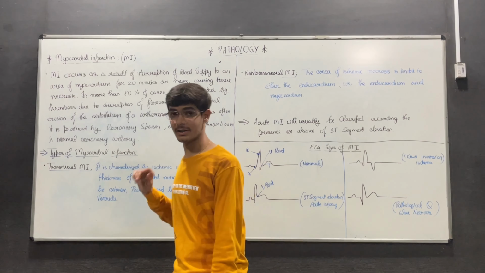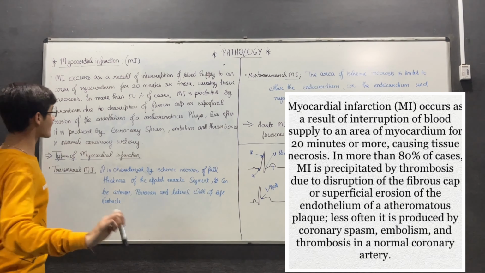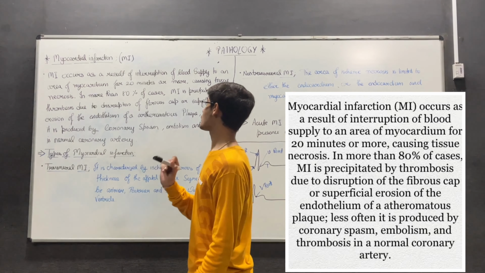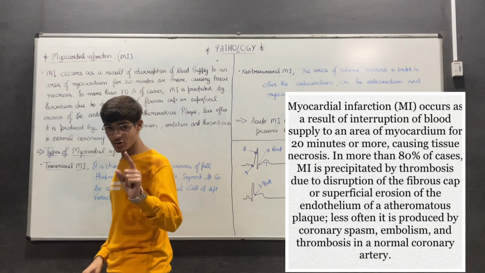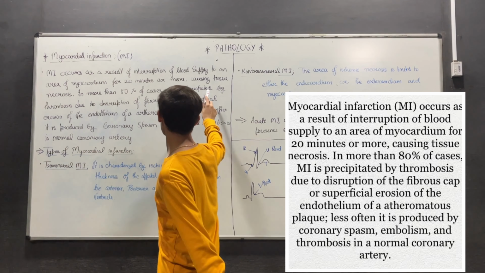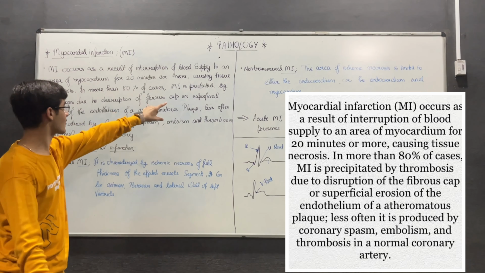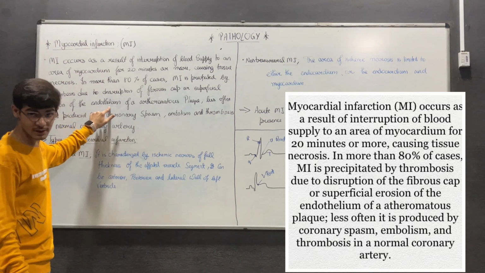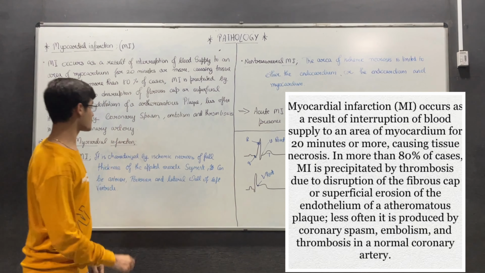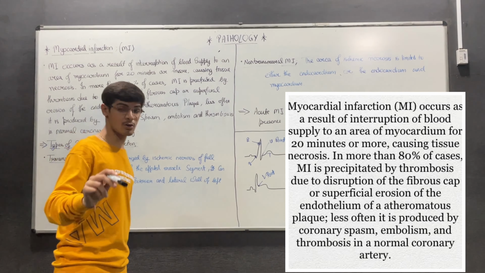So now let's see what is myocardial infarction. Myocardial infarction occurs as a result of interruption of blood supply to an area of myocardium for 20 minutes or more, causing tissue necrosis. In more than 80% of the cases, myocardial infarction is precipitated by thrombosis due to disruption of the fibrous cap or superficial erosion of the endothelium of an atheromatous plaque. Less often it is produced by a coronary spasm, embolism, and thrombosis in a normal coronary artery.